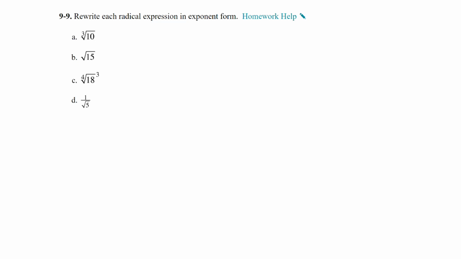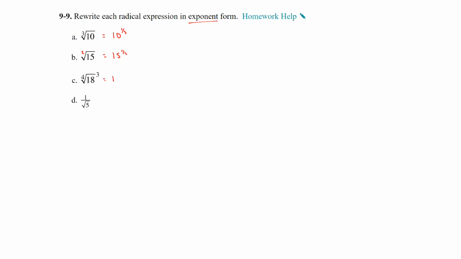Question 9. Rewrite each radical expression in exponent form. So exponent form just means that we're going to be writing with a base and raised to a power. So the cube root of 10 in exponent form would be 10 to the 1/3. With the square root of 15, remember there's a 2 right there, so this would be 15 to the 1/2.